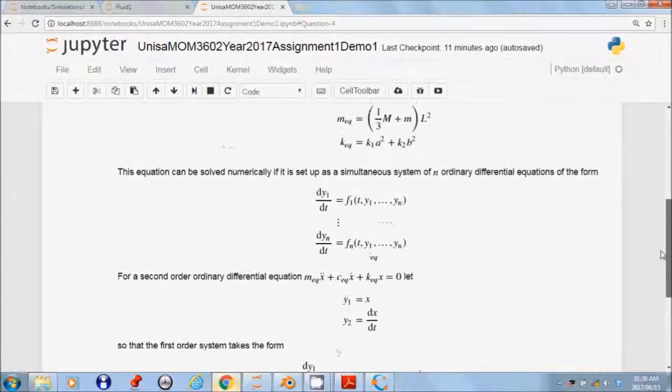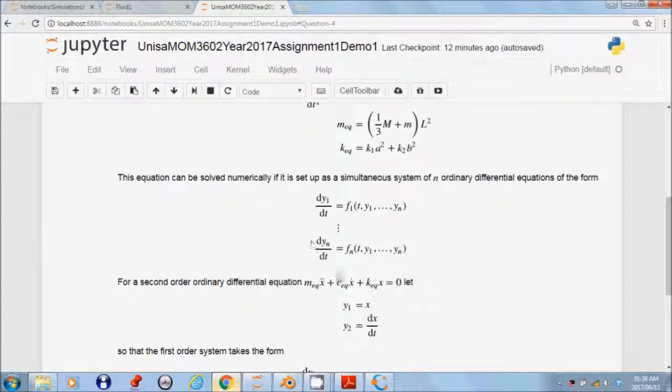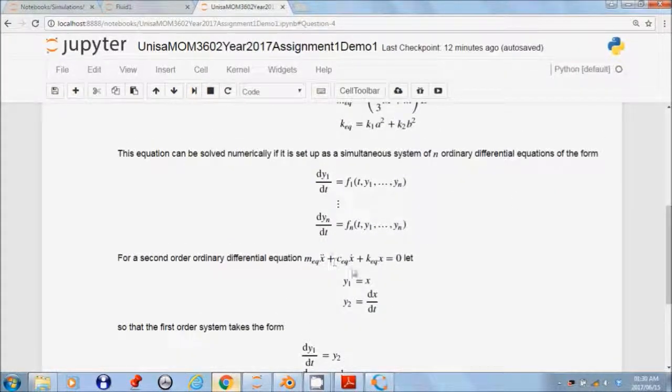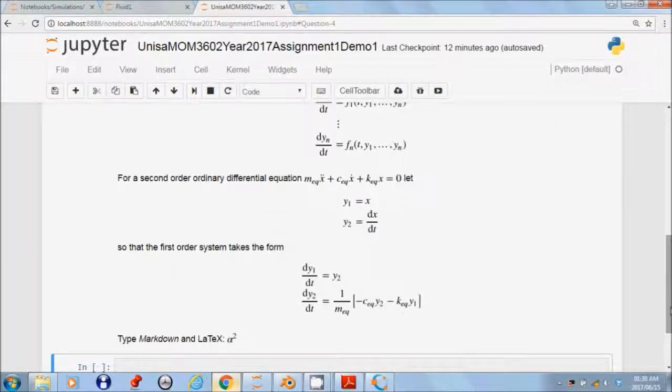So, in this case, we have the equation M equivalent x dot dot plus C equivalent x dot plus K equivalent x is equal to 0. We then do some tricks with dummy variables y1 and y2 as indicated over here, and basically we then set this up as a simultaneous system of equations. These could be linear equations, these could be nonlinear equations, they could be explicit dependence on time, they could be an implicit dependence on time, it could be arbitrarily complicated.